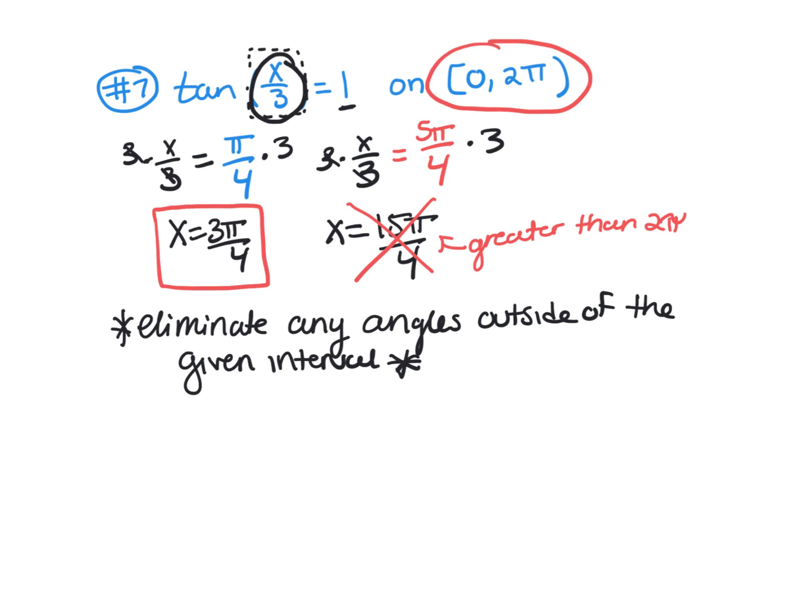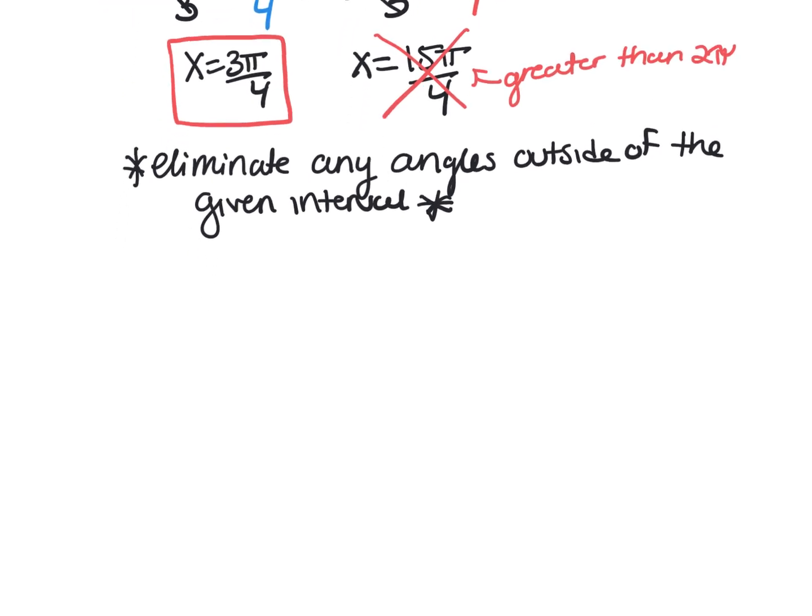Okay, so that was number 7. The other one I want to go over from that practice from Friday is number 10. And so number 10 was 2 times cosine of 3x minus square root 2 equals 0, and that's on the interval still from 0 to 2 pi.